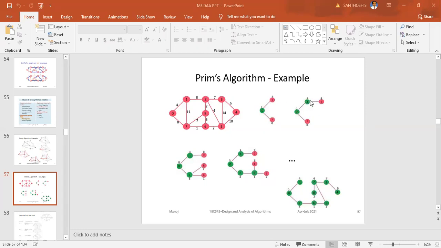Now come to node 1. From here you have one edge with 8, another with 11, and another with 4. Which is the minimum one? First one is 8, next you have 4, next you have 11. The minimum one is 4. So 4 is marked here.